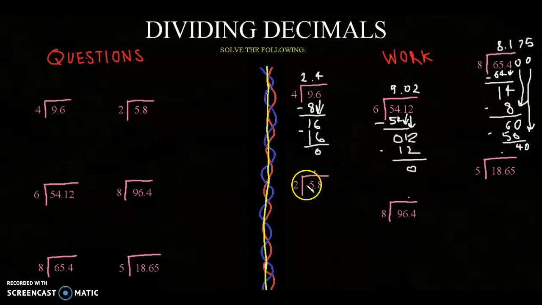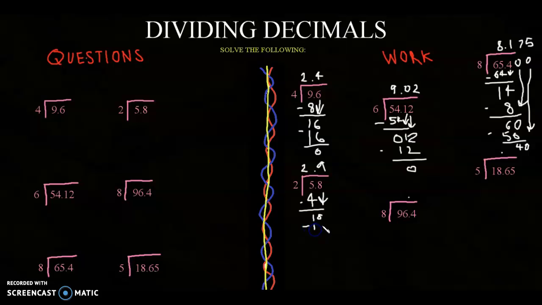Okay, 2 goes into 5 how many times? 2 times. Nice. 2 times 2 is? 4. And we get 1. Let's bring down our 8. What do we have? 18. 9 times 2 is? Oh, yeah. 18. Yeah. Okay, next one.